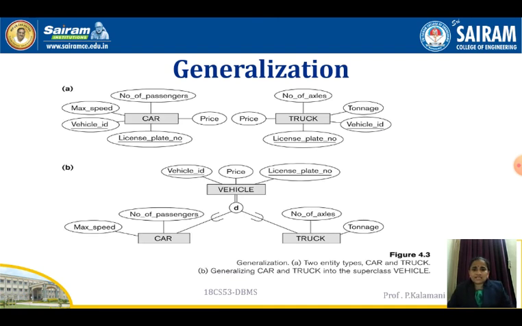So it is represented here. Car has its own properties, truck has its own properties. Then vehicle is the common class. Within that we have the subclasses car and truck, or car and truck are generalized into the main class vehicle. Okay, so this is the way we have to read it.